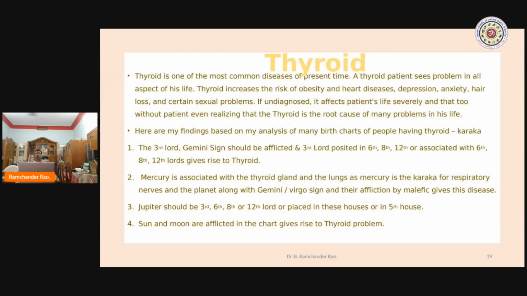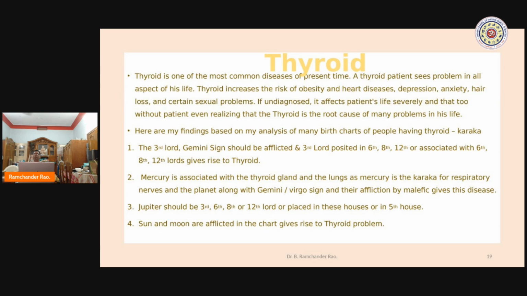Or the third lord positioned in 6, 8, 12. The third lord positioned in 6 and 12, or associated with 6 and 12 lords, gives rise to thyroid. If the 6 and 12 lords are with the third lord, then also thyroid will come.